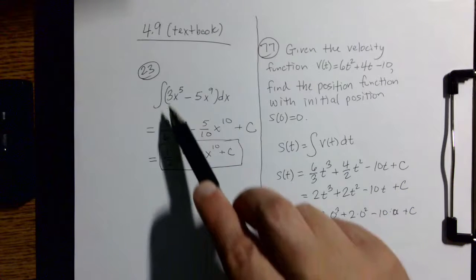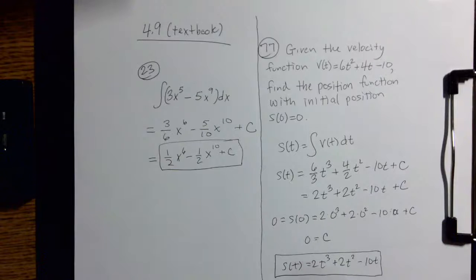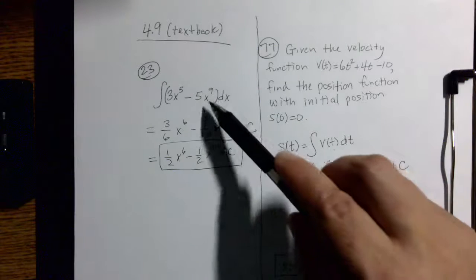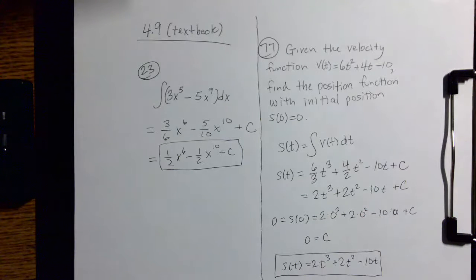Okay, so when we apply this power rule for antiderivatives, the exponent increases by 1. We divide by that new exponent. Same thing here. Okay, difference rule just means we can do this term by term.